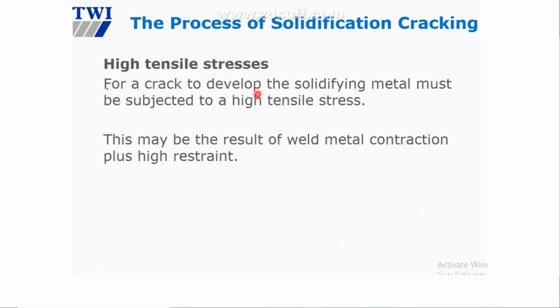All right, so what does it say here? For the crack to develop, the solidifying metal must be subject to high tensile stress. This may be the result of weld metal contraction plus high restraint. Restraint here means the material is not free to move.